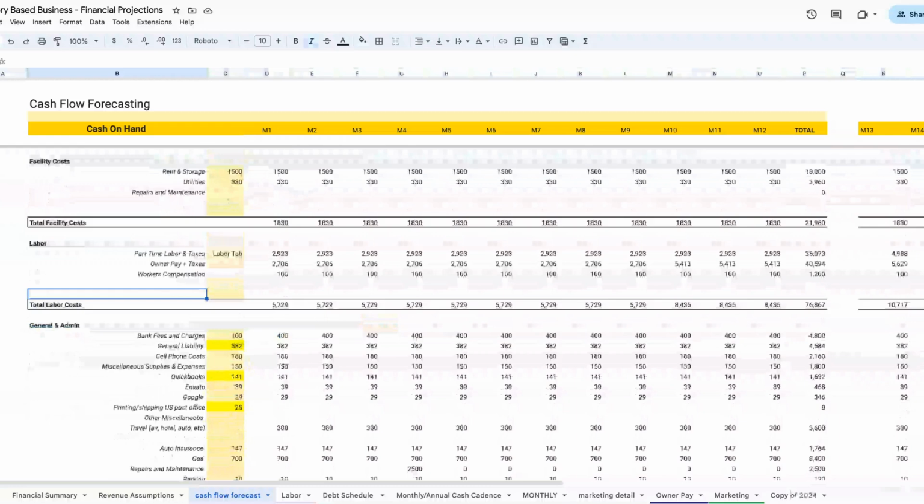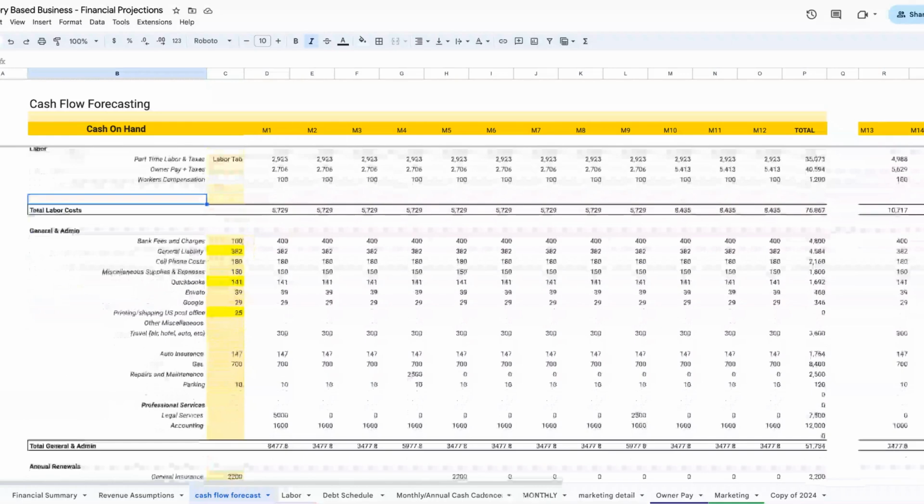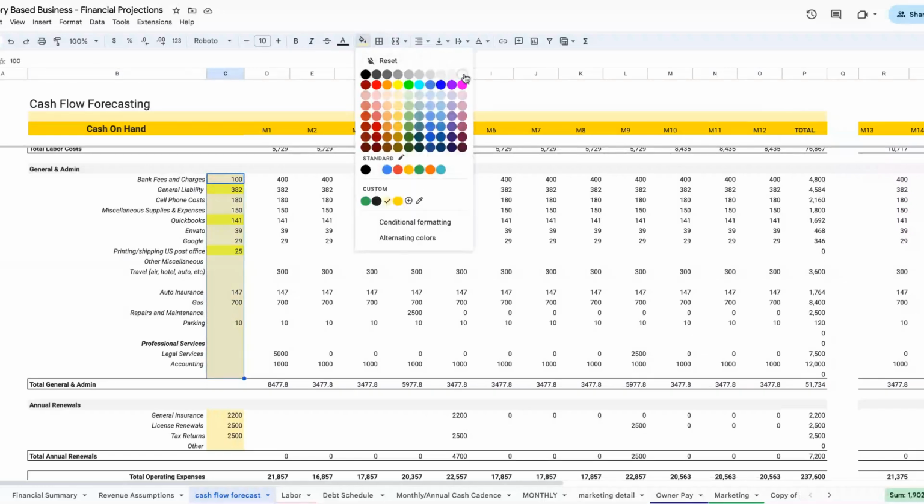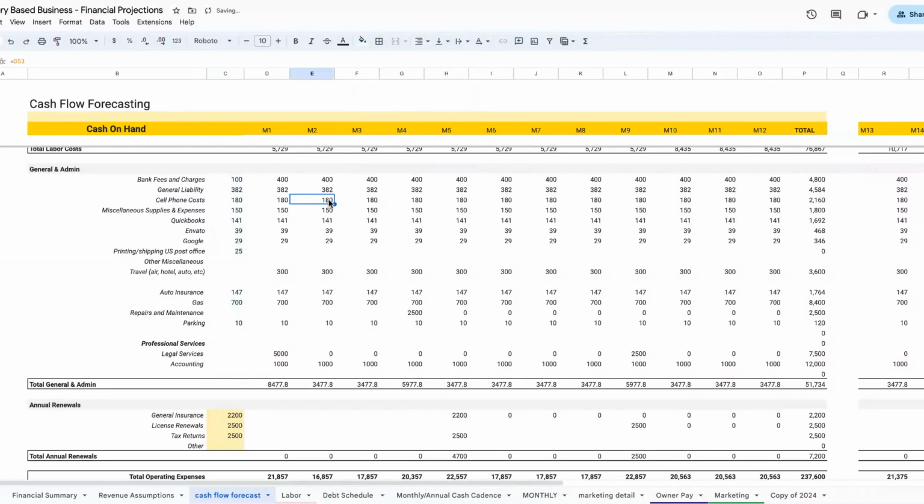And then also what I like to look at is our general and administrative, right? So you often hear this in an accounting term as like SG&A. And so this would be your general liability if you're paying that on a monthly basis, bank fees, cell phones, maybe you have miscellaneous supplies and expenses, subscriptions, so QuickBooks, Google, any web subscriptions, anything that's general and administrative in nature.